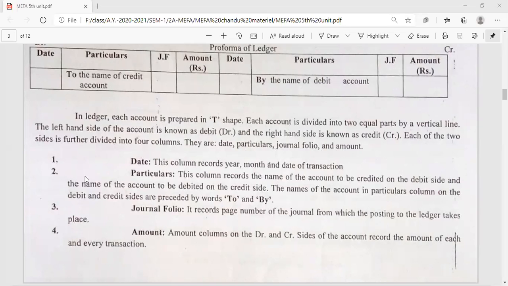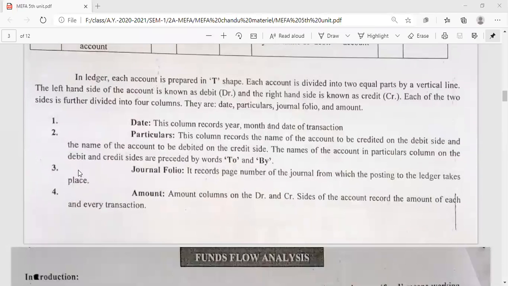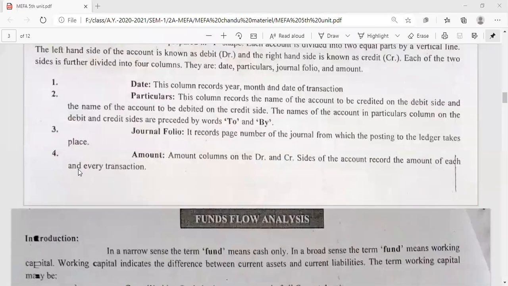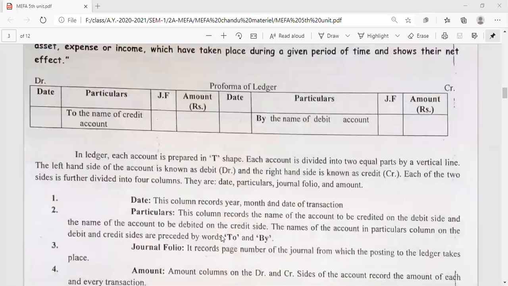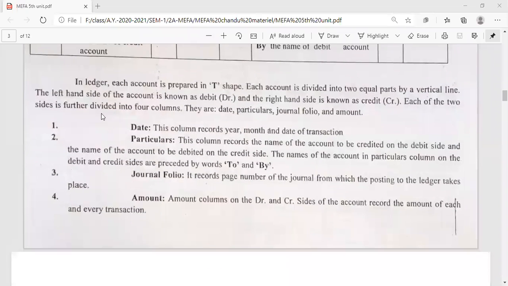Right. So you know all this. Date: the column records the year, month, and date of the transaction. Particulars: this column records the names of the accounts to be credited or debited. This is the explanation I have given, right? The names of the accounts in the particulars column on the debit and credit side are preceded by the words to and by. By will be used on the credit side, and to will be used on the debit side.